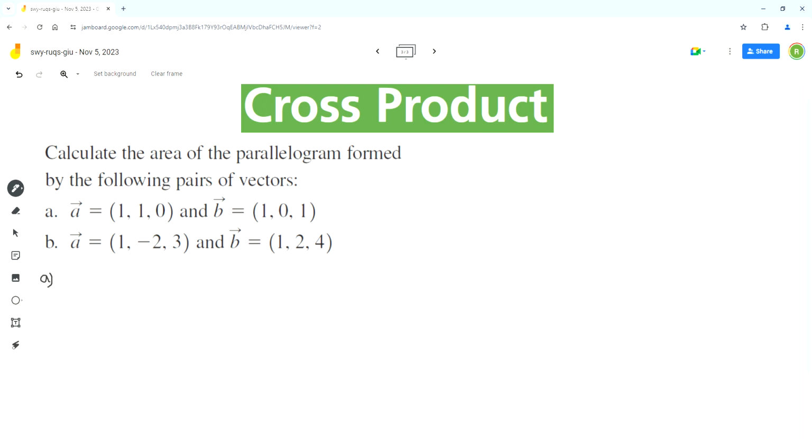So the formula for area of parallelogram from vectors that form it is the magnitude of cross product of vectors A and B. So the first step is to find the cross product of given vectors A and B. Now to find the cross product, we should stack the y, z, x and y components of these two vectors.